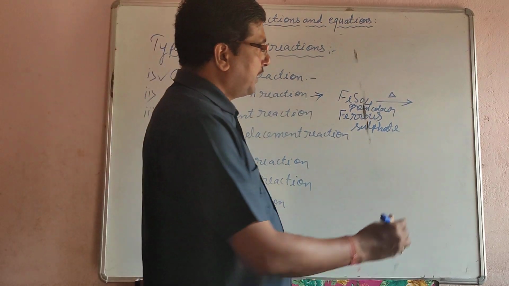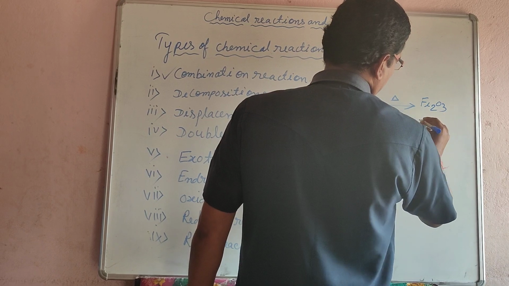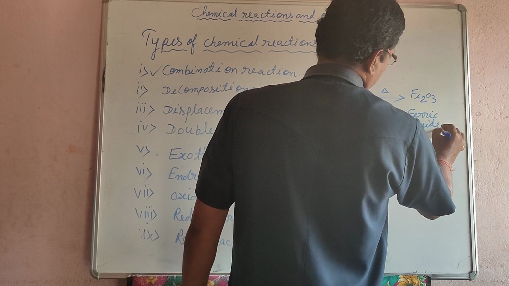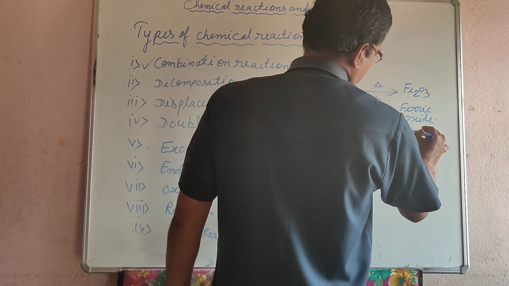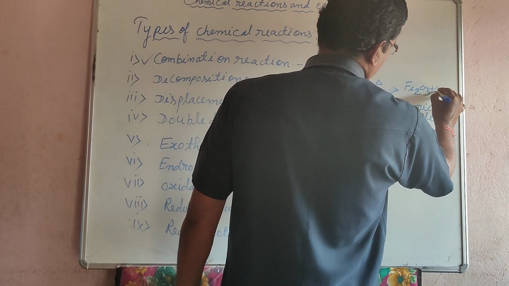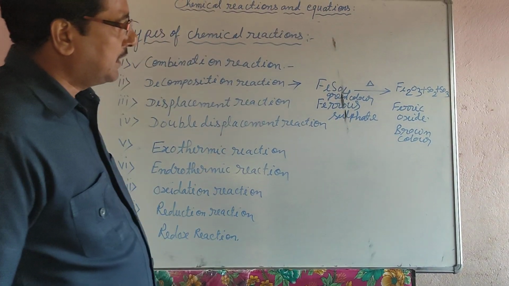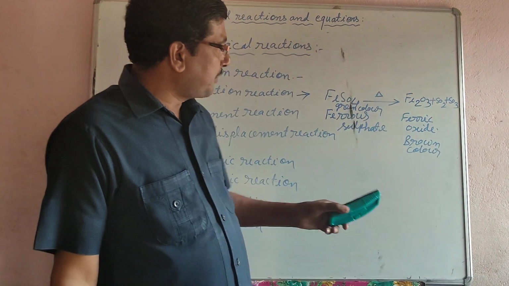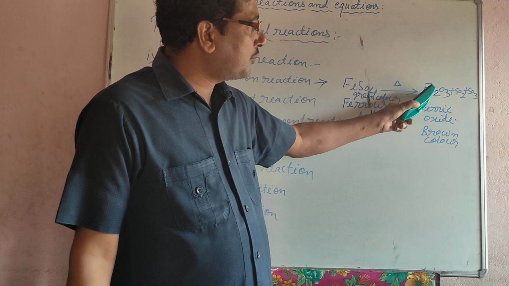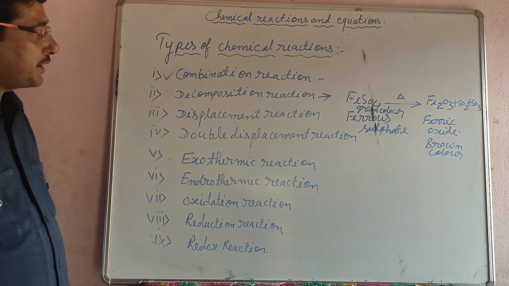When we heat it strongly, it gives out ferric oxide, Fe2O3, which is brown in color, along with sulfur dioxide and sulfur trioxide. It means a single complex compound is broken down into three different simple compounds. That is why it is a decomposition reaction.